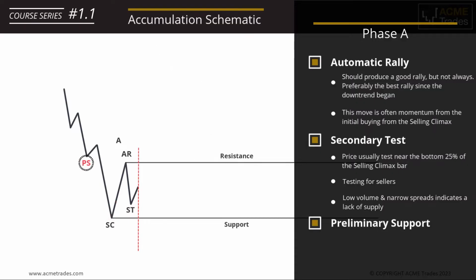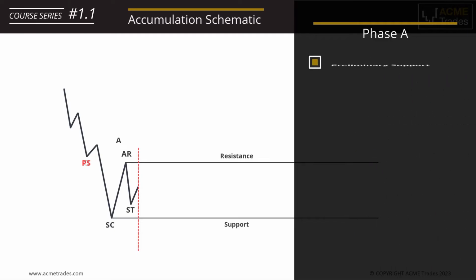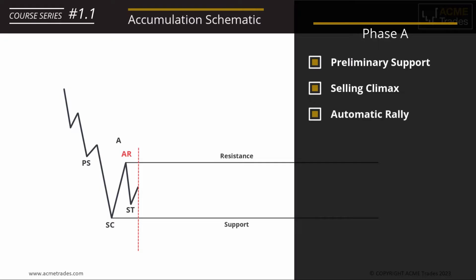Oh, I nearly forgot PS. And PS is preliminary support. Essentially, in its simplest terms, it is the first indication of meaningful buying within markdown, represented on the chart with an increase in volume and spreads. Basically, a potential indication that markdown, the downtrend, may cease. So within phase A here, we have preliminary support, the selling climax, the automatic rally, and lastly, the secondary test.